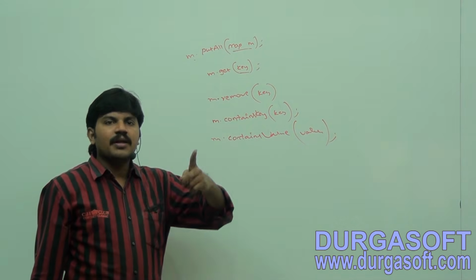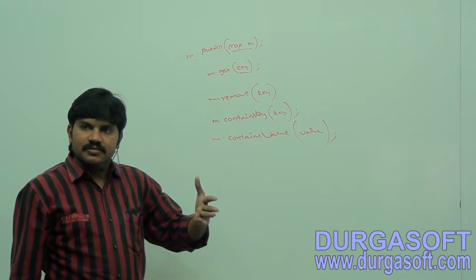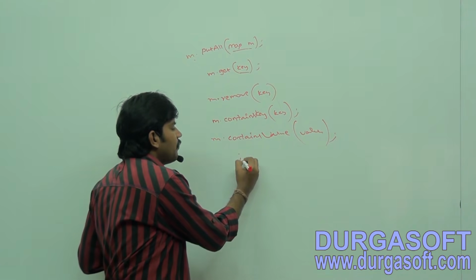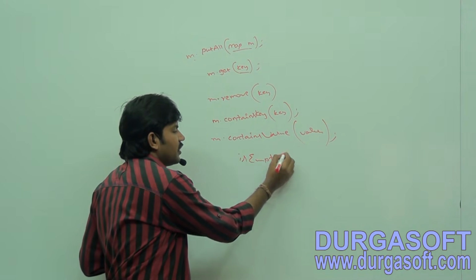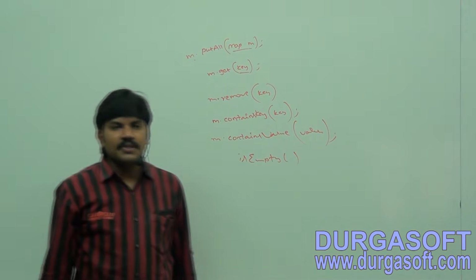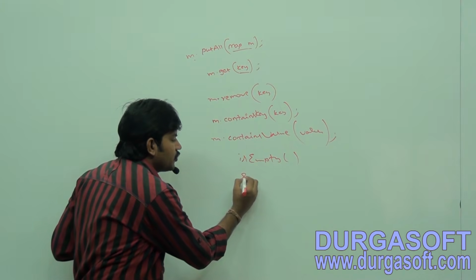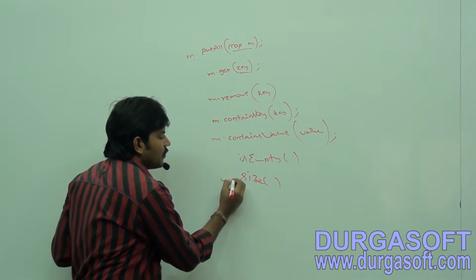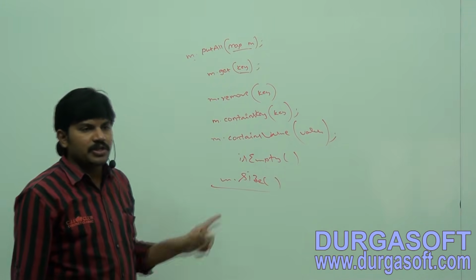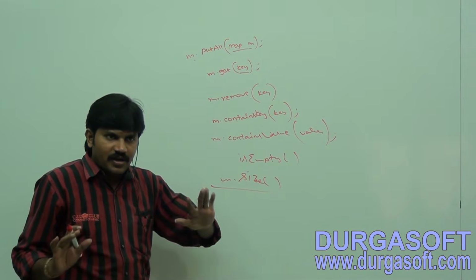Next, whether the map is empty or not. Are you getting? I want to check whether the map is empty or not: isEmpty. Next, if it is not empty, how many key value pairs are there? Then we should go for size. M.size. The number of key value pairs we are going to get. Is it clear for all of you?